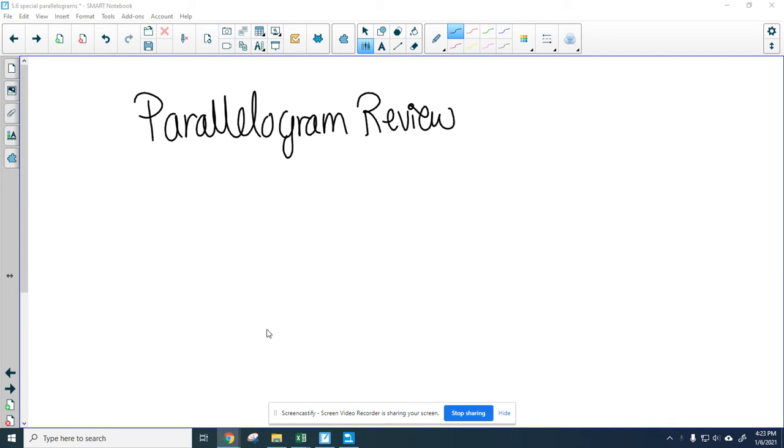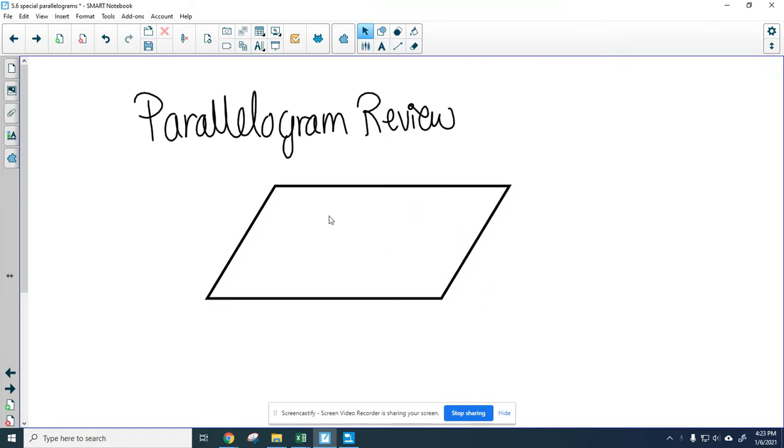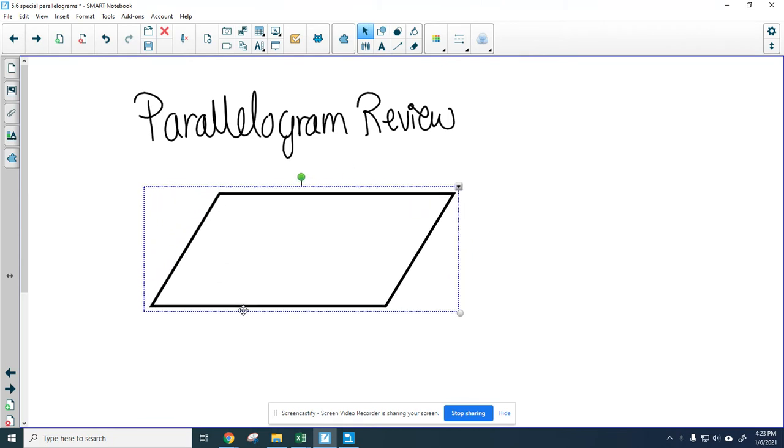Hi, everybody. Okay, we are going to do a quick review of the properties we found with parallelograms, and then we'll look at the special parallelograms, so rhombus, rectangle, and square, and find some new properties that exist with those. So the first thing we want to do, just on a piece of scratch paper or somewhere where you can squish this in your notes, let's do a quick review of what we found in a parallelogram. So go ahead and sketch a parallelogram.